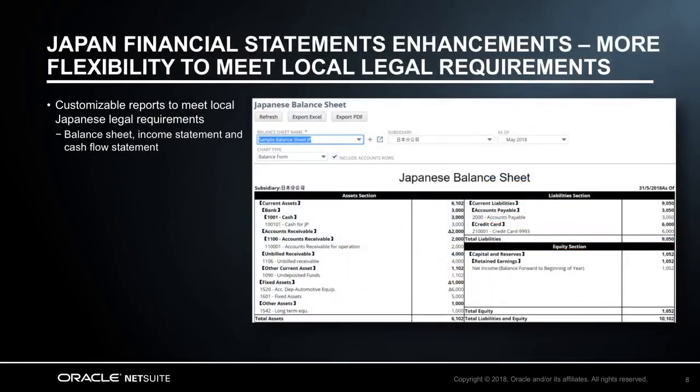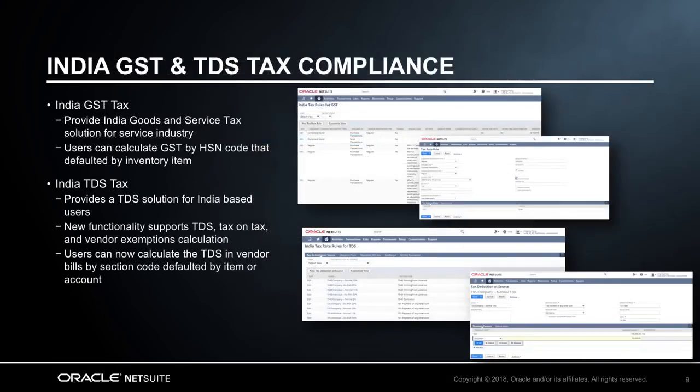In Release 18.2, we've added functionality that provides the user with more flexibility when it comes to localizing three major financial reports in the Japanese market: balance sheet, income statement, and cash flow statement. The user is able to customize these reports to ensure that they are consistent with legal requirements as well as meet their customization requirements.